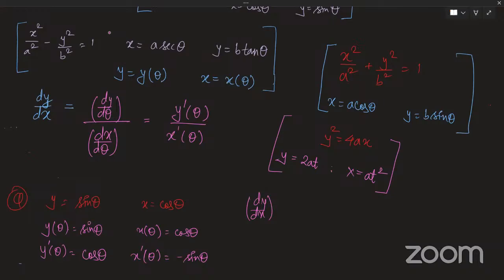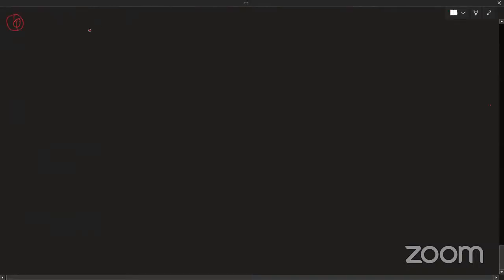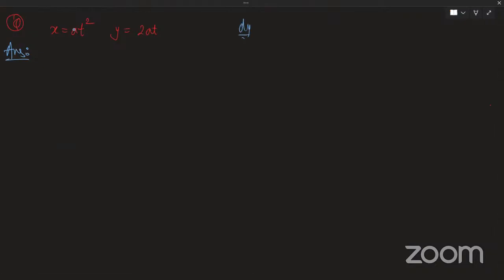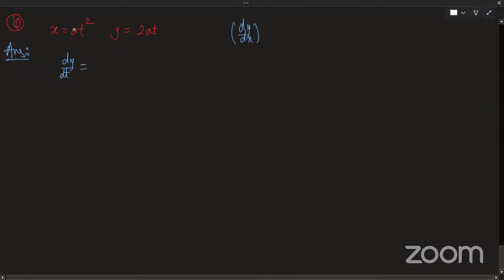Great, then let us give it a try in this case also. So basically, what we are doing is that now we are differentiating with respect to a parameter. Let us give it a try in this parabolic case. So you have been given your x as at square and you have been given your y as 2at. And obviously it is asking you the value of dy by dx. In order to do that, can you just tell me what is the value of dy by dt? A is any constant.